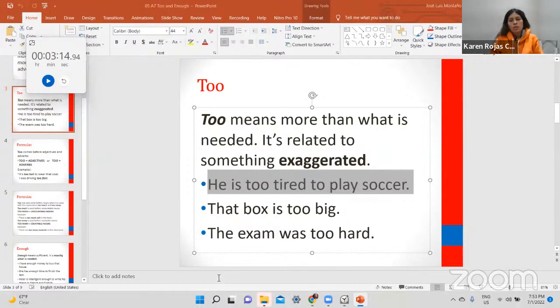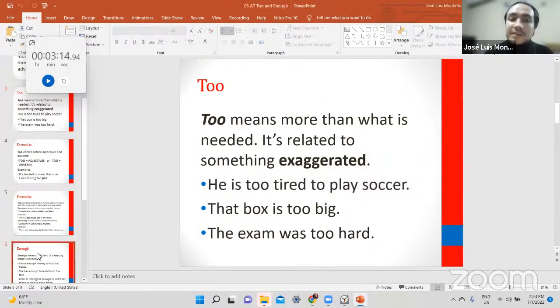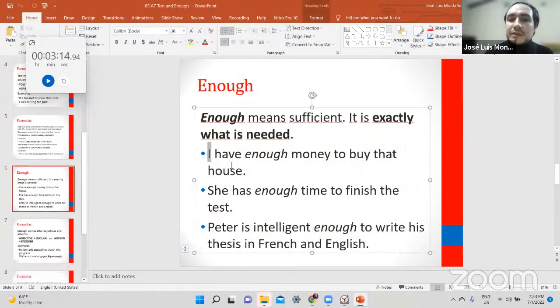My dog is too big to travel with me in the cabin of the airplane. Good. Great. Only in that one, instead of cabin, it's going to be the cabin of the airplane. Okay, good. Great. I think that was a great example, Karen. Very good. The same, but now with enough, please.